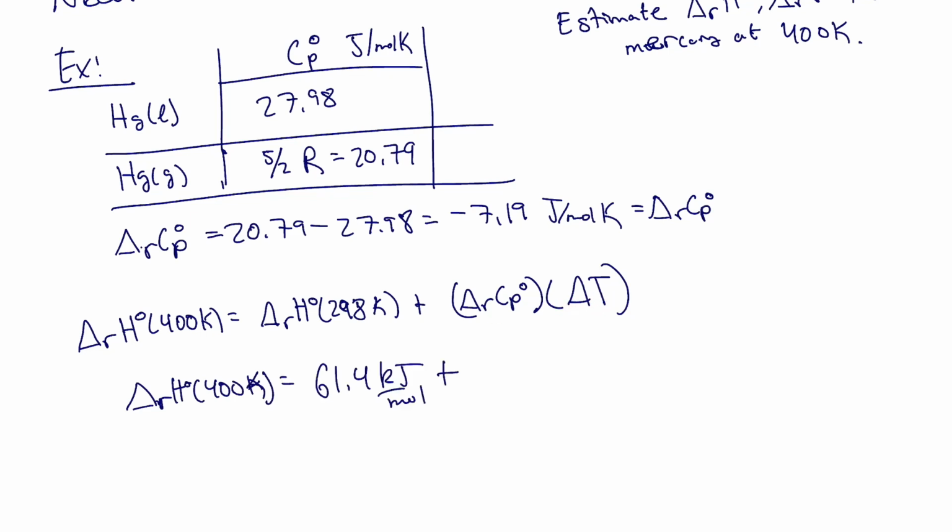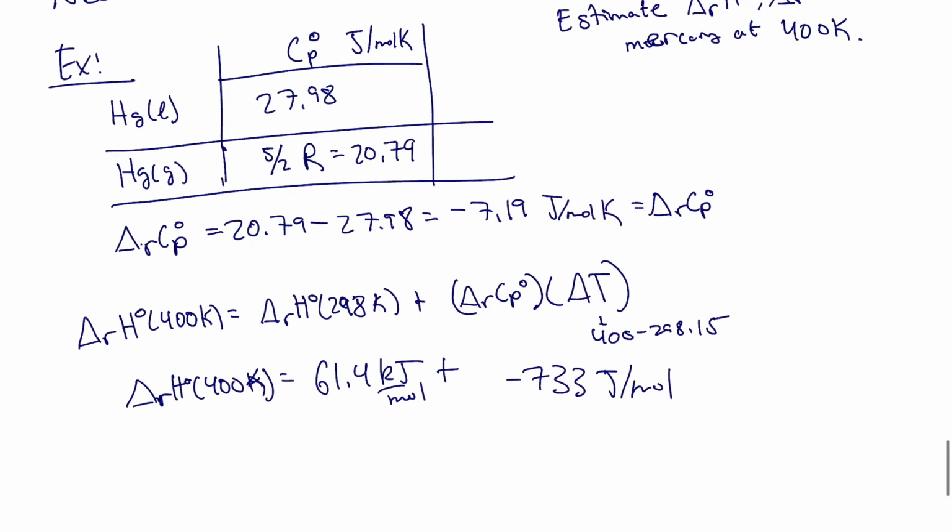My delta T is 400 minus 298.15. My Cp was this negative 0.00719. This is negative 733 joules per mole, which again I have to make my units match, which is negative 0.73 kilojoules per mole.